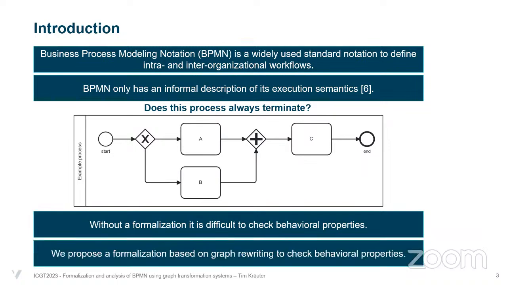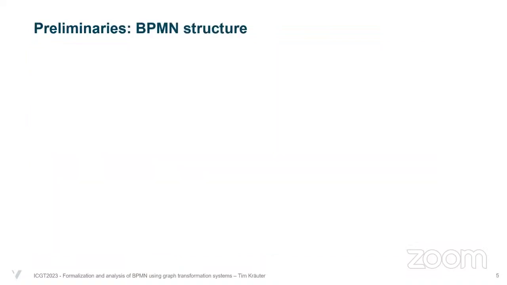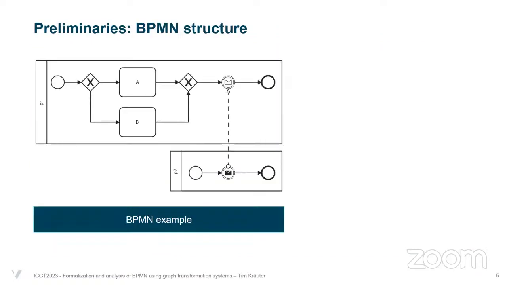This is the introduction. In my work, we propose a formalization based on graph transformation systems for the execution semantics of BPMN, to check behavioral properties. That's the main point. Now let's look at some preliminaries. Let's look at BPMN first so you understand a bit more what it's about. First of all, the BPMN structure.